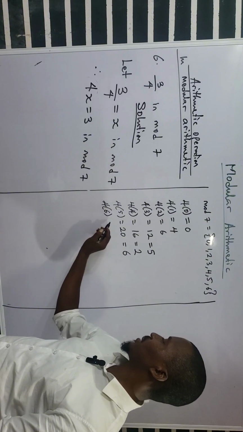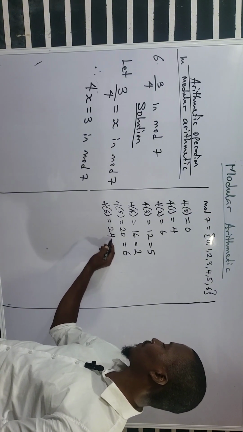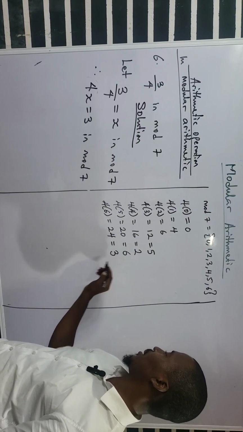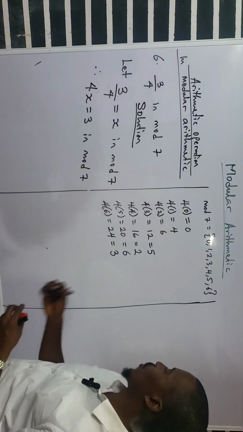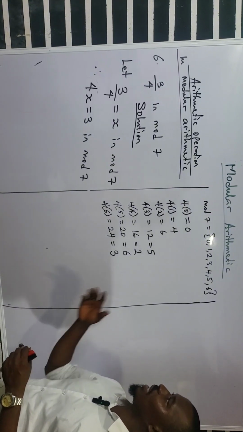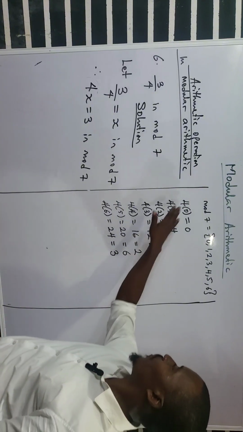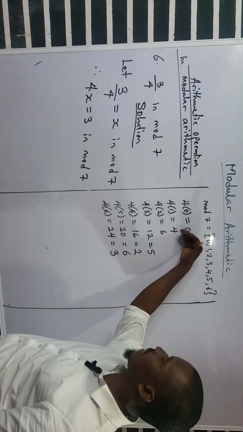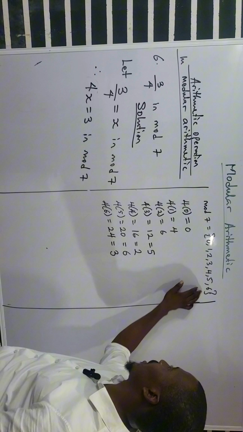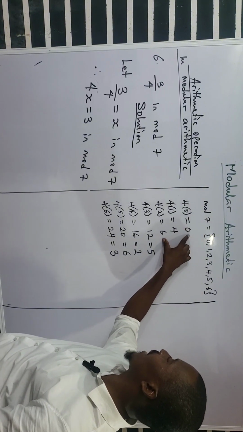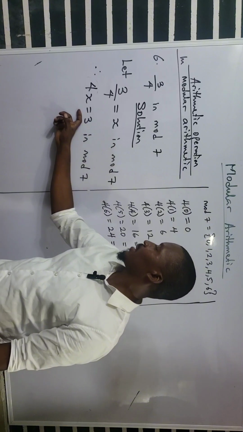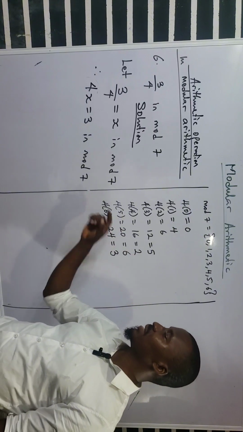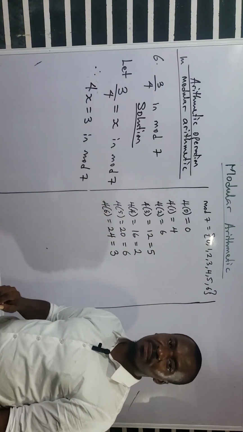So we have gotten our answer. So let's go over it again. 4 times 0, of course, these are integers. If we have tried these whole integers in modulo 7, and we are not getting any number that is 3 in modulo 7, we say that that division does not exist in modulo 7.